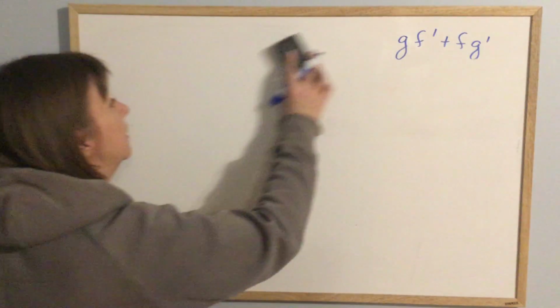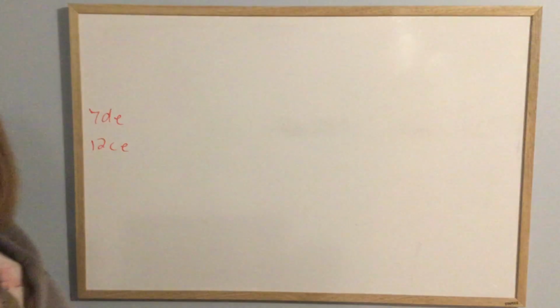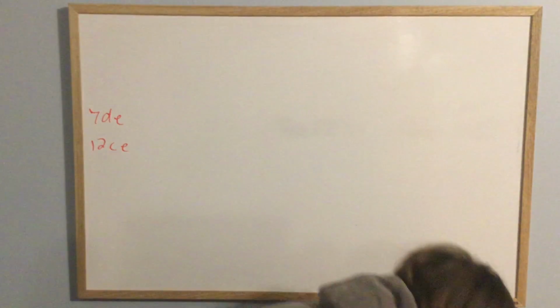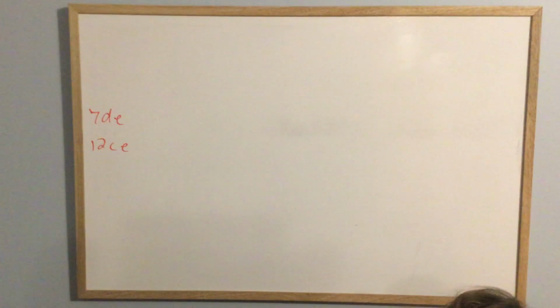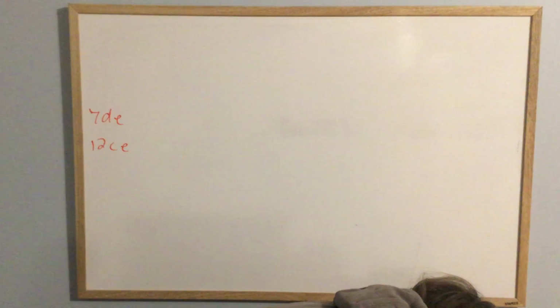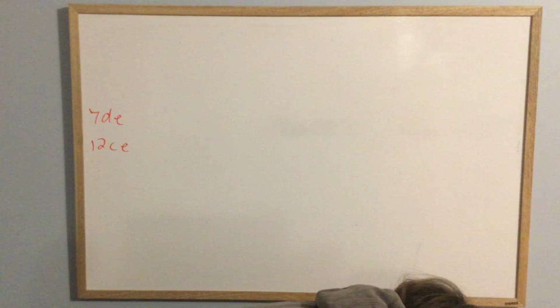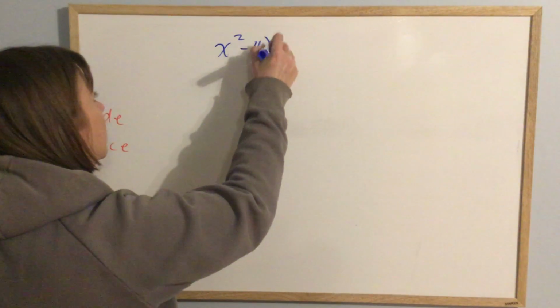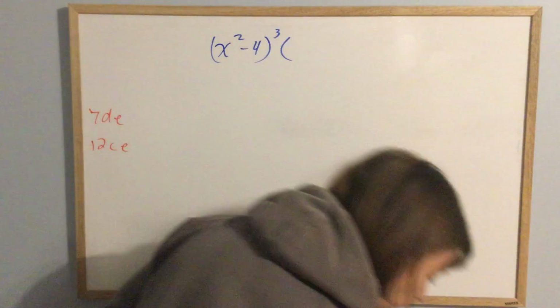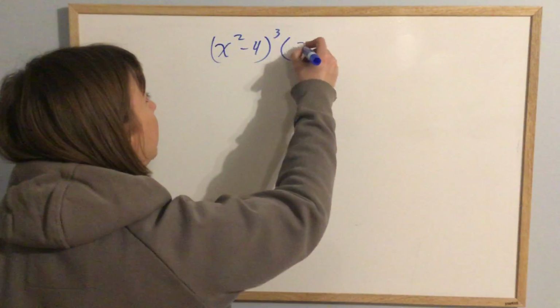So that was 7D, 7E. Now I have to find that page again because my book just went flying. 7E says, I don't know what, just a second. x squared minus 4 cubed times 3 minus 5x.